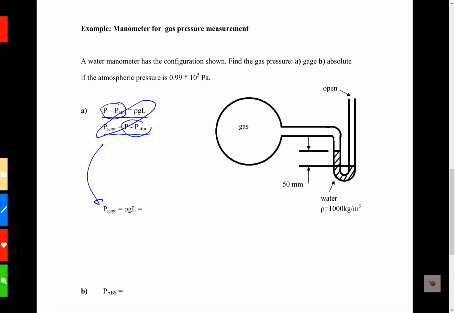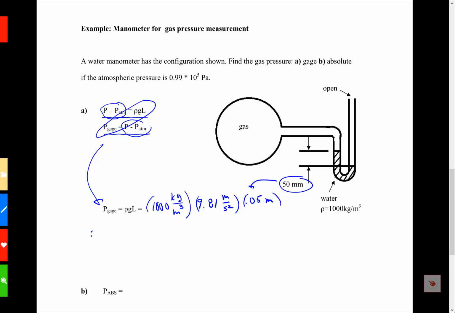Rho is the rho of the liquid in the manometer. That's 1,000 kilograms per meters cubed. G is gravity. In the SI system, that's 9.81 meters per second squared. And L is the length here, 50 millimeters. I'm going to convert that to be 0.05 meters. So the units will work better.